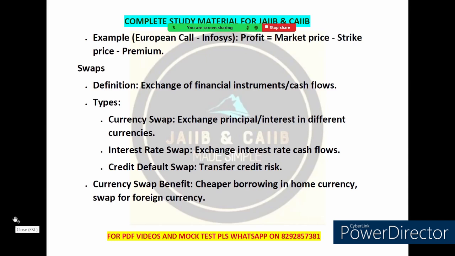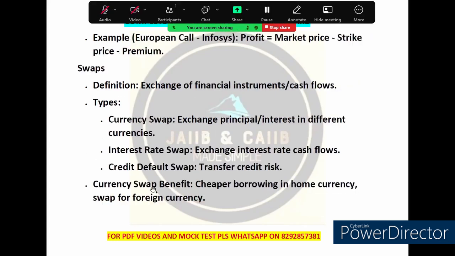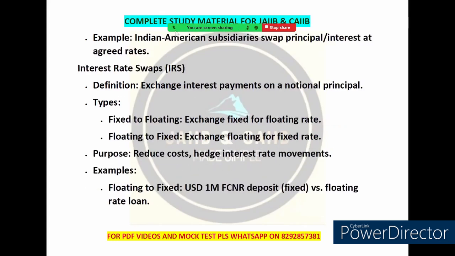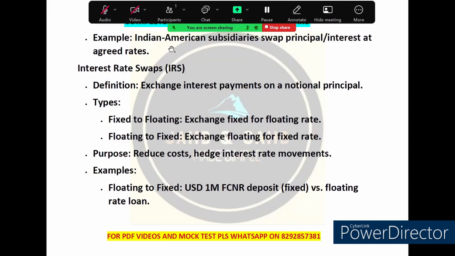So we have discussed the currency swap, where principal and interest in different currencies are exchanged. Interest rate swap, where interest rate cash flow is exchanged. Credit default swap, where credit risk is exchanged. Now you can see the currency swap benefit. And now let's discuss IRS, interest rate swap, in detail.